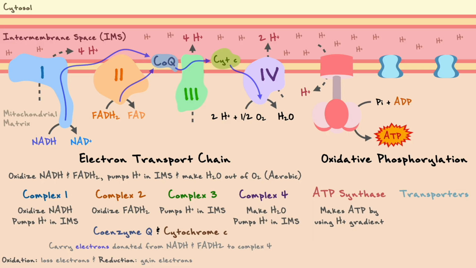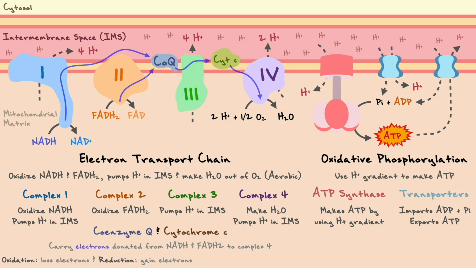The last important proteins in this entire process are the transporters that import ADP and Pi into the mitochondrial matrix and export the ATP away so it can fuel the reactions that happen in the cytosol. So, to reiterate what oxidative phosphorylation is, it's the direct synthesis of ATP by the phosphorylation of ADP, which is fueled by the proton gradient generated by the electron transport chain.